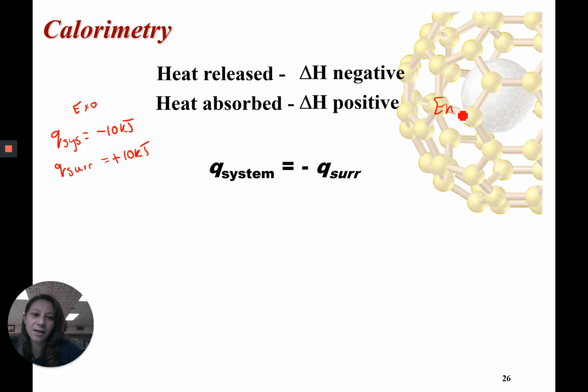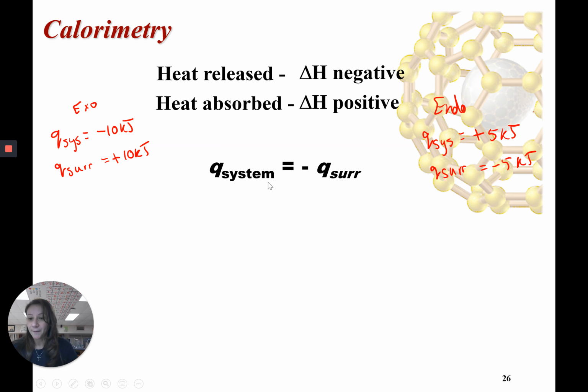What if your system is endo? So let's say my system absorbs, so positive 5 kilojoules. Well, where is it getting those 5 kilojoules from? They're getting it from the surroundings. Q of the surroundings is going to be negative 5 kilojoules. So the system absorbed 5 kilojoules from the surroundings. So when we say Q of the system is equal to negative Q of the surroundings, we're not saying the surroundings are negative and the system is positive. We're just saying they're opposite signs of each other. So when one is positive, the other one is negative.